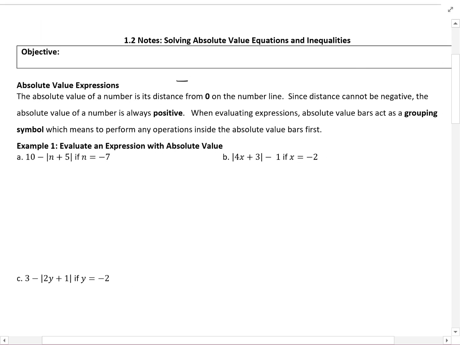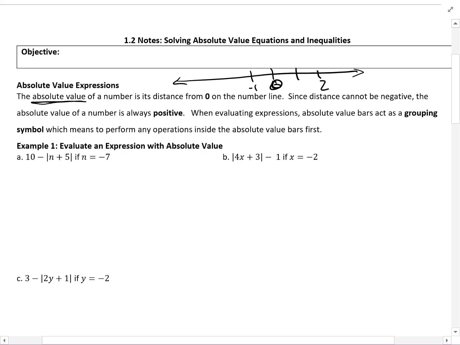Absolute value means how far away from 0 something is on the number line. So how far away is 2 from 0? That's 2 units away. How far away is -1? 1 unit away. You can't have a negative distance, so absolute value just means how far it is from 0. So long story short, it makes it positive.